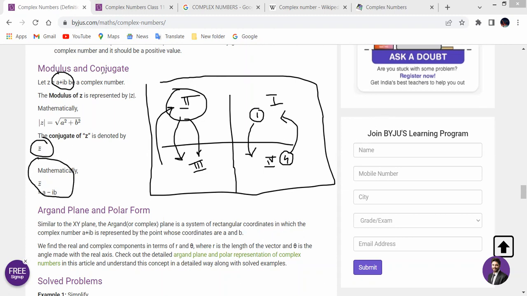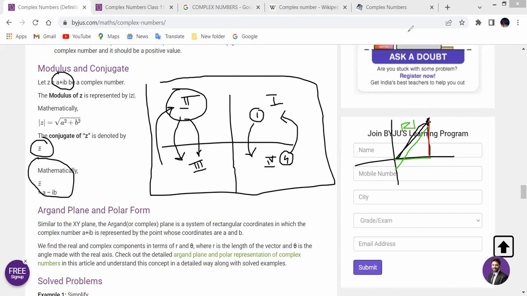Similarly, for modulus, we can show that if a number is here, the modulus will be that distance. Here will be the y-axis and here will be our x-axis, and this distance will be the modulus. You can take this distance as a real number r. So this is called the modulus of a complex number.